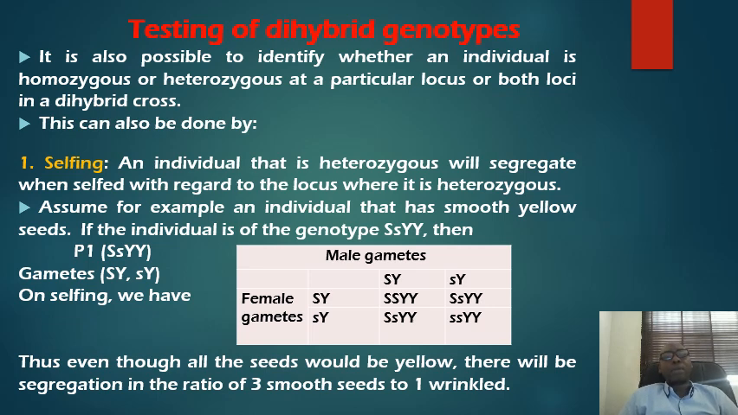Now, apart from making crosses, you can also test to find out the type of genotypes you have in a dihybrid cross. And this can be done in 2 ways, either by selfing or making a test cross. Now, in selfing, an individual that is heterozygous will segregate when selfed with regard to the locus where it is heterozygous.